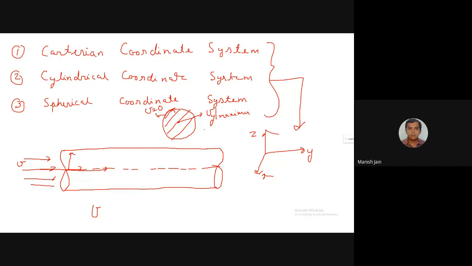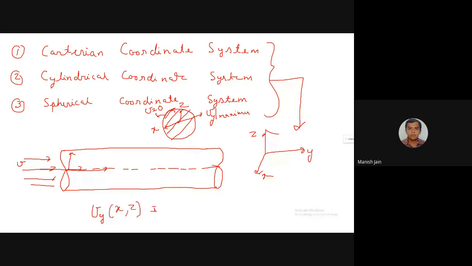Because velocity is a vector quantity, it has a direction. The fluid is flowing in the y direction, which may depend upon the x as well as the z direction, right? So it may depend upon the x direction and the z direction also. So if you are using the Cartesian coordinate system, you have Vy, which may depend upon x as well as z.